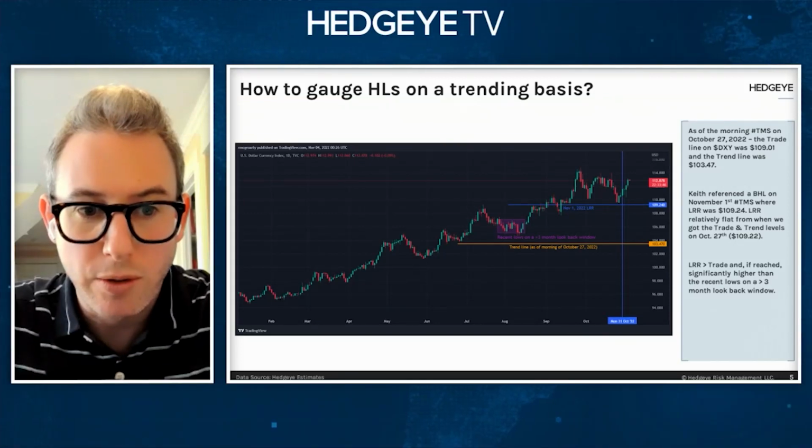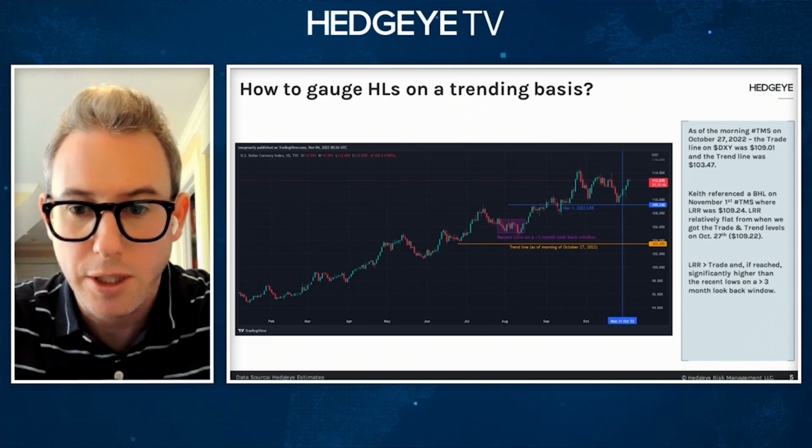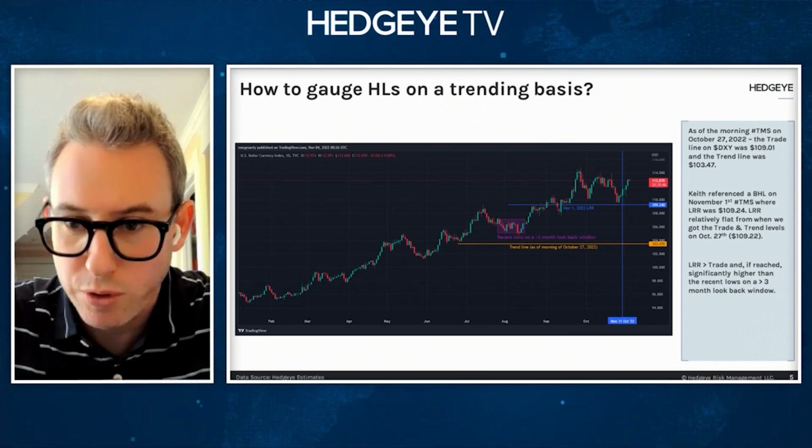The next question was around how did Keith conclude recently that the US dollar established a big higher low on a trend basis? AK, can we review some signal strength? So that's what this slide's really all about.